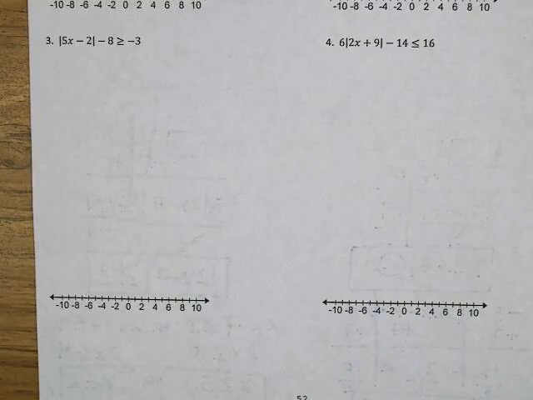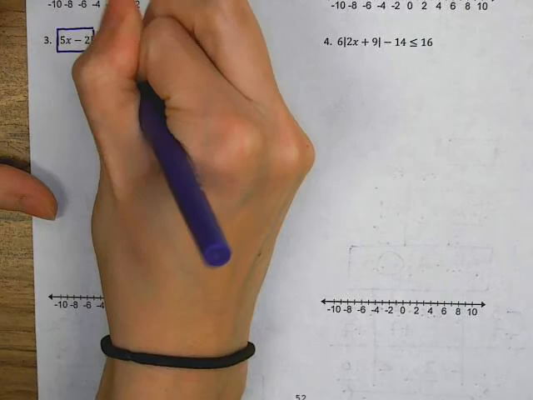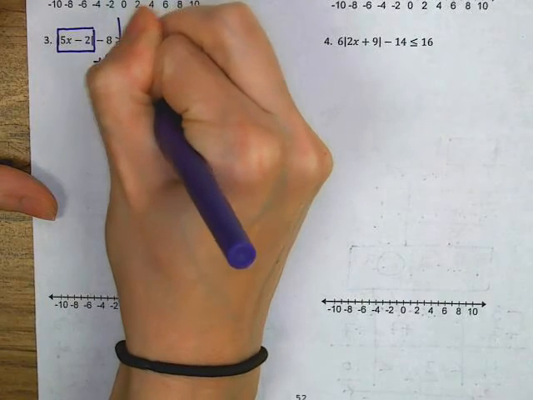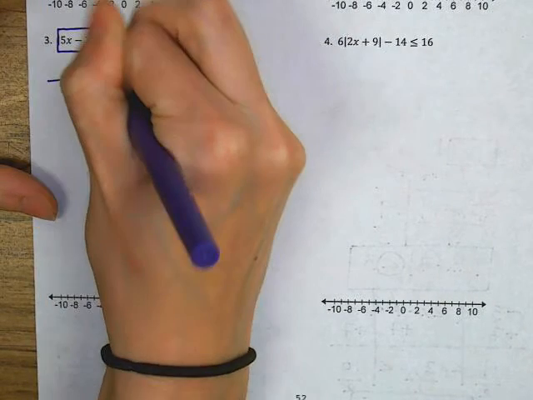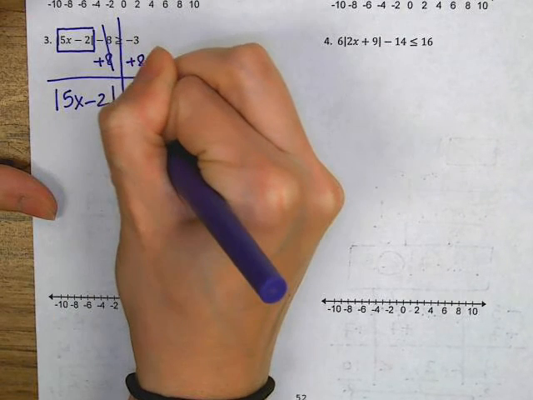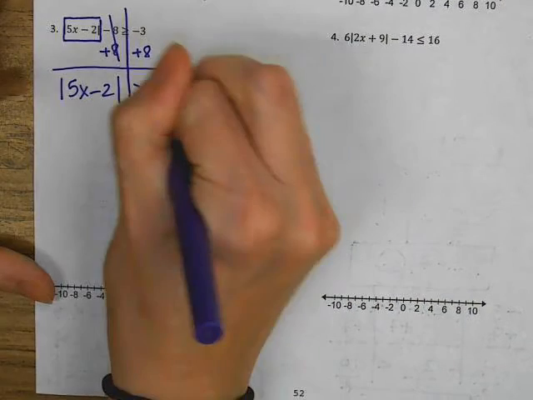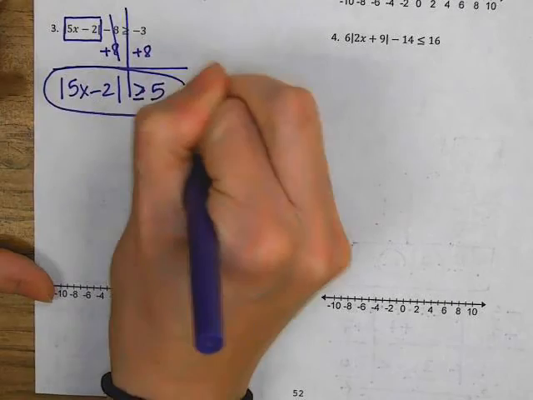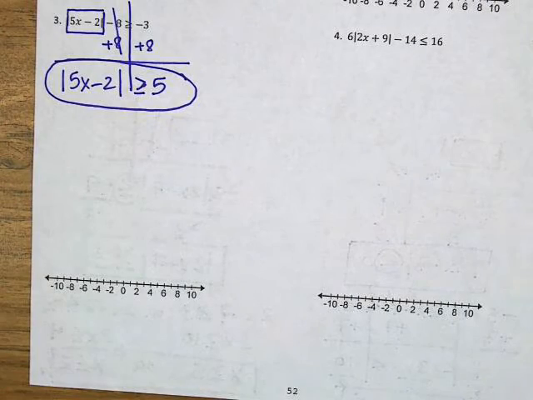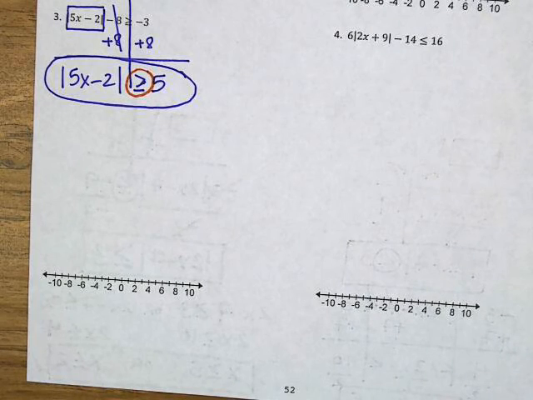So number 3, don't do anything before you isolate. So in order to isolate, we need to add that 8. Add 8, add 8. We get absolute value 5x minus 2 is greater than or equal to 5. All right, we're isolated. Now that we're isolated, we look and see if it's an and or an or. And this is a greater. If it's a greater, it's an or.